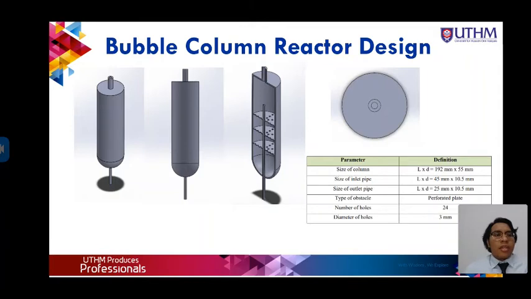As you can see from the cross-sectional area of the bubble column reactor, there are three identical plates that act as obstacles. On the right side, the table shows the parameters and the definitions for the bubble column reactor.